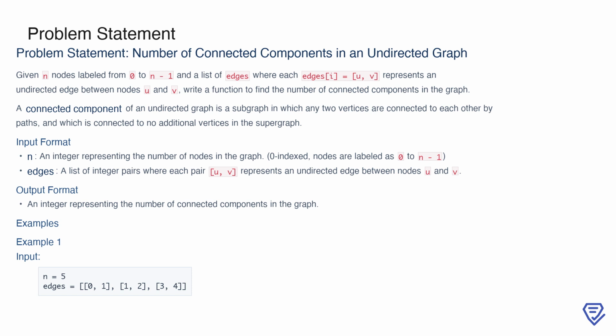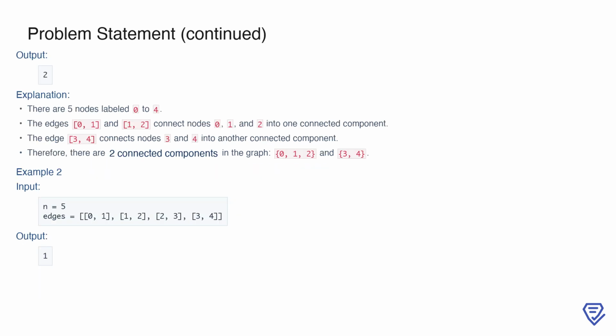For the input, we are given the number of nodes, n, and the list of edges. The output will be a single integer representing the count of connected components in the graph. Let's explore some examples to better understand the problem. In the first example, we have n equals 5 nodes labeled from 0 to 4, and the edges are [0, 1], [1, 2], [3, 4].